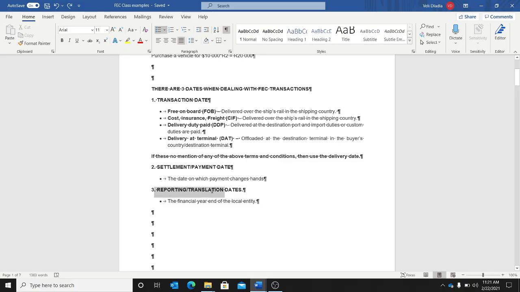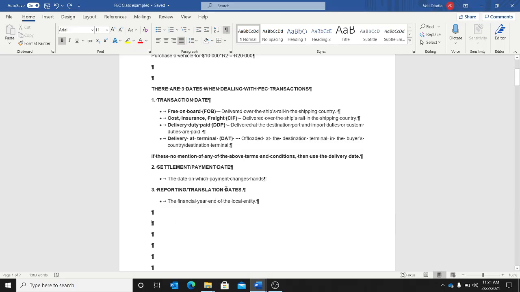Then there's what we call reporting and translation date, which is your year end, the financial year end of the local entity, meaning you as a South African company, your year end is that date when you have to report all your transactions in it. So the transaction date is always number 1. But number 2 and 3, they can interchange. It depends on what the question says.